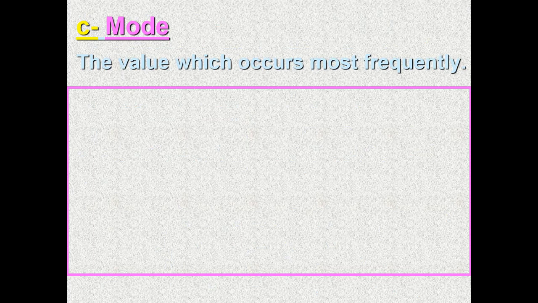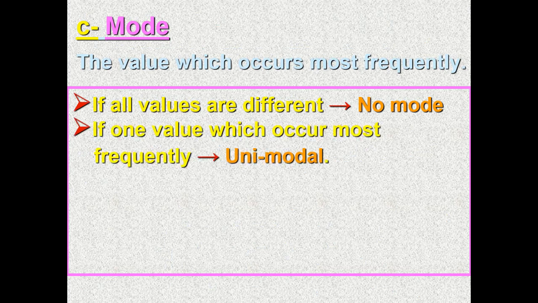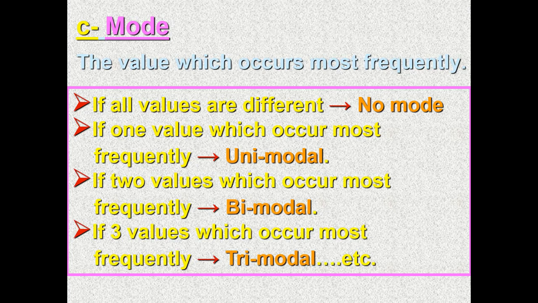Mode: the value which occurs most frequently. If all values are different, no mode. If one value occurs most frequently, unimodal. If two values occur most frequently, bimodal. If three values occur most frequently, trimodal, and so on.